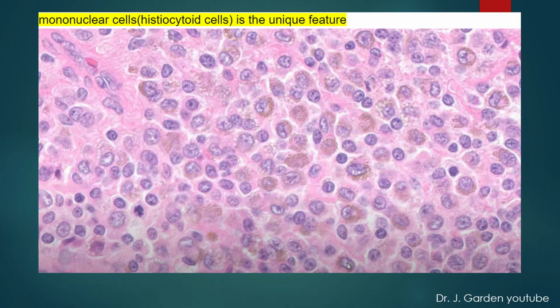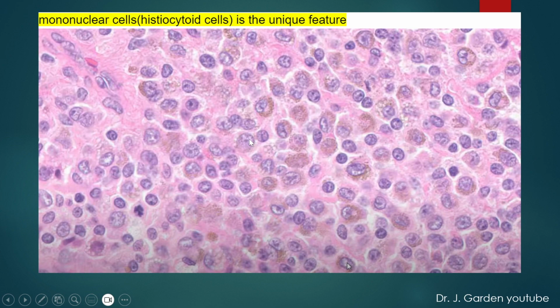So this is the mononuclear histiocytoid cells I want to show. It's really nice. They have eccentric nuclei and eosinophilic cytoplasm, always big, kind of rhabdoid, histiocytoid looking. And then they also have this characteristic hemosiderin deposition. So this is the characteristic of giant cell tumor.